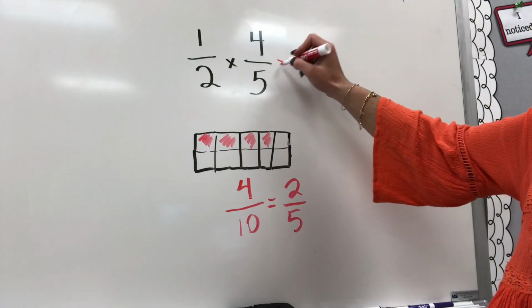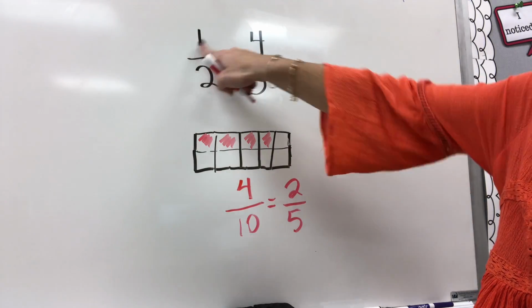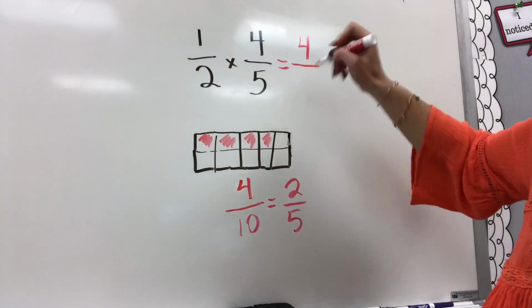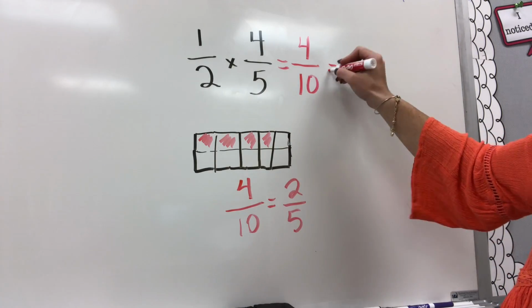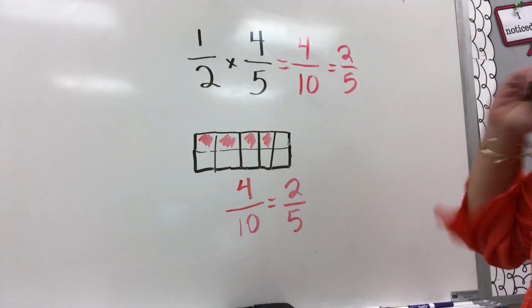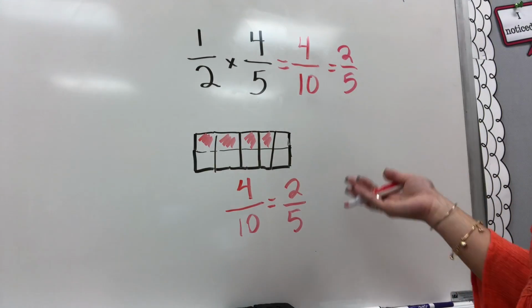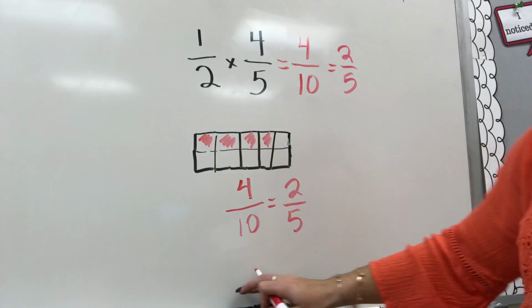Let's double check using the standard algorithm. Multiply numerator times numerator gives me 4. Denominator times denominator gives me 10. 4/10 matches 4/10, and again, when simplified, is 2/5. Now that's one way, using an area model on grid paper.